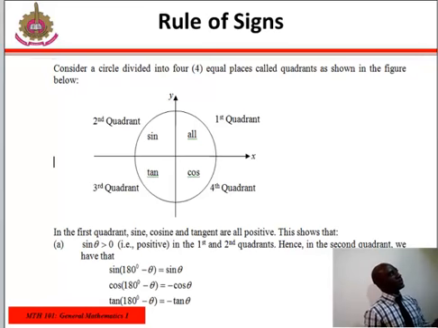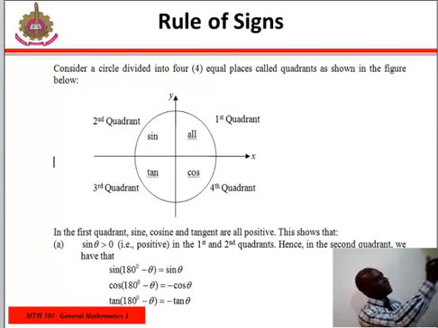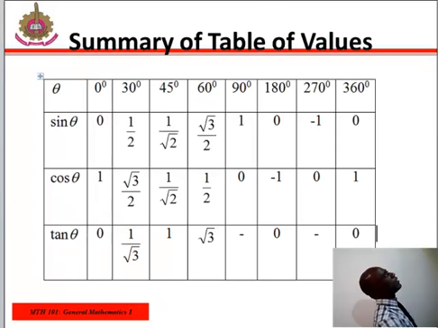In the third quadrant, tan is greater than 0, sine will be negative, and also cos will be negative. And in the fourth quadrant, we have only the cos that is positive, that is, cos theta is greater than 0, while the sine and tan are negative. So this is the summary of the table of the values.